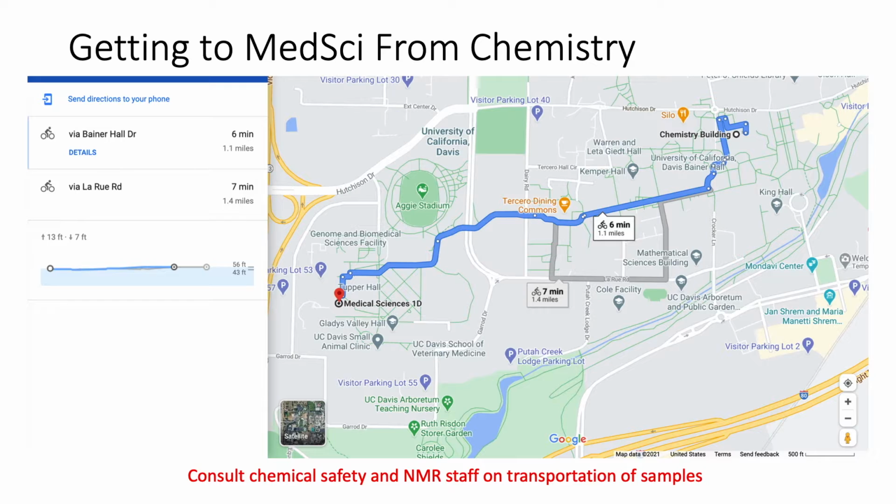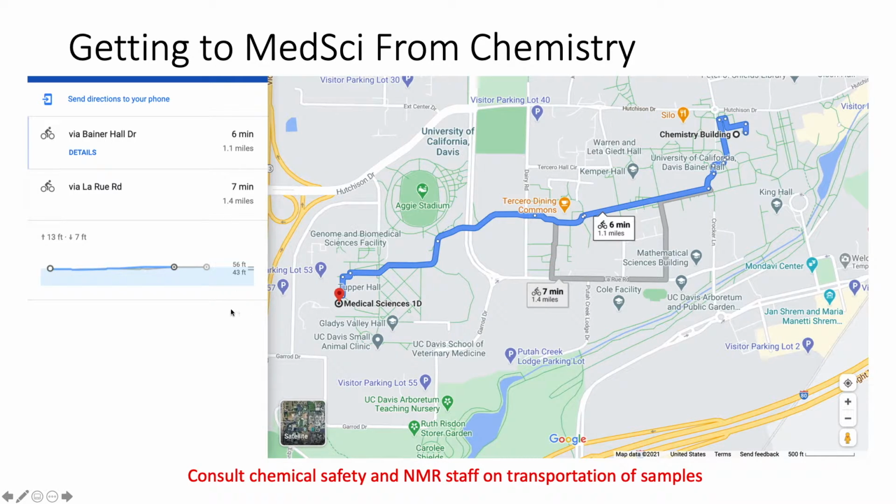Getting to MedSci from chemistry can be shown here on this Google Maps screenshot, indicated by the blue path. Typically, students have used their bikes to get over to the MedSci facility, but alternatively, there's also parking close by, so you can drive over there if needed.